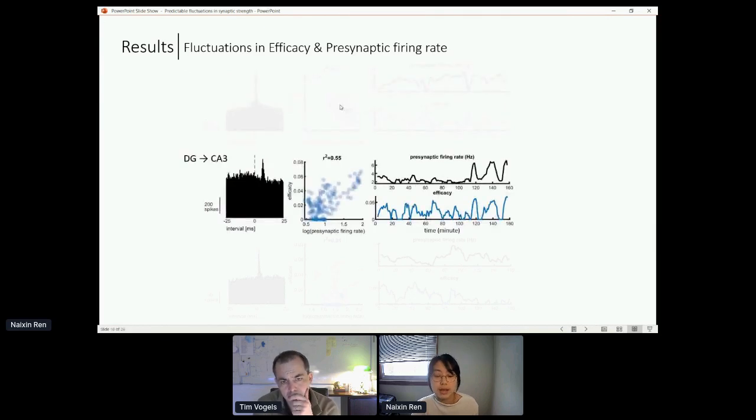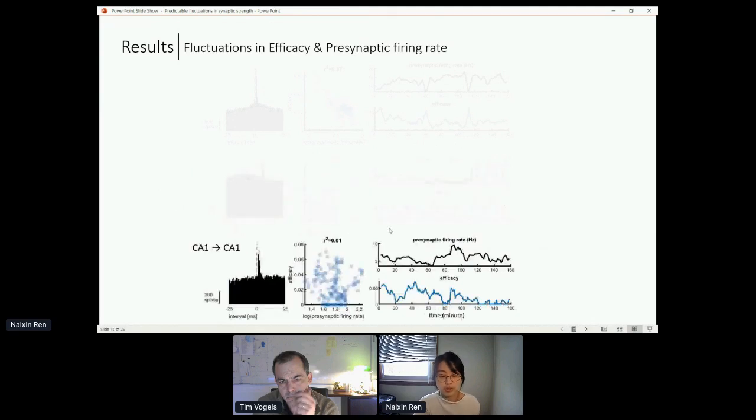And here this one is an example of a facilitation case. So we can see efficacy increases as the log firing rate increases. And here this is a case when there's just no clear linear relationship between efficacy and log firing rate. So from this data set, we discovered these 3 different kinds of relationships between the fluctuation in efficacy and fluctuation in presynaptic firing rate. And here what I'm showing is just a description of the relationship.